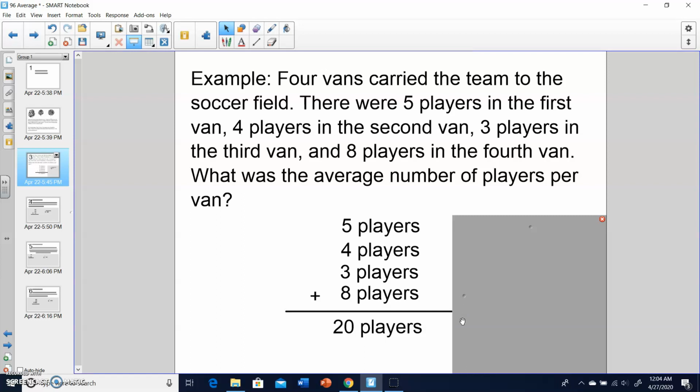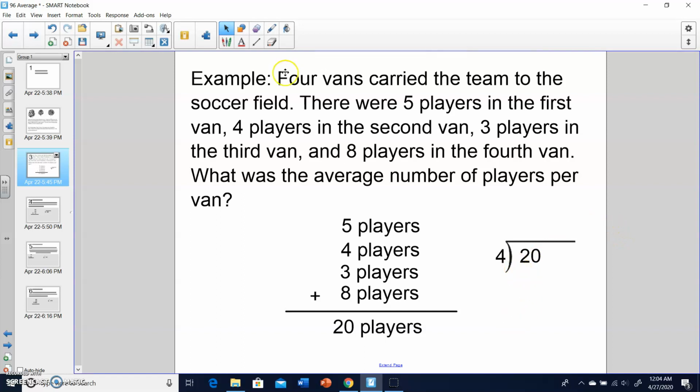Now we need to figure out, if I had those 20 players in equal groups, how many would be in each van? What would the average be? So I have 20 altogether, and I have 4 vans. So I'm going to take 20 and divide them equally between the 4 vans to find the average. So 20 divided by 4 would be 5. So the average number of players per van would be 5 players per van. Now we know that that's not how the vans were arranged, but we're finding the average. So the average players per van would be 5.